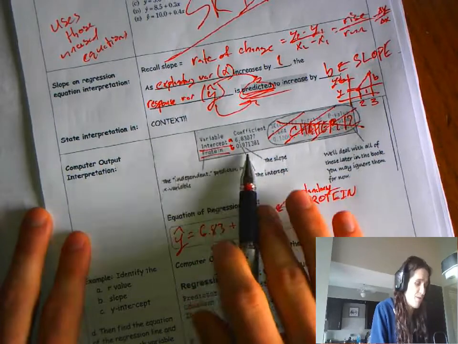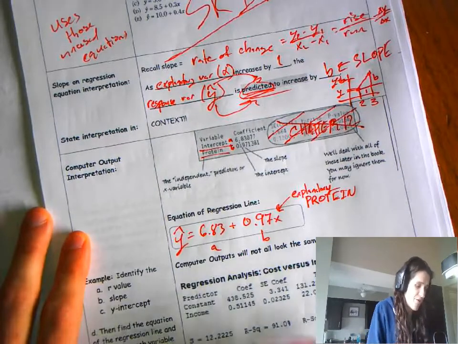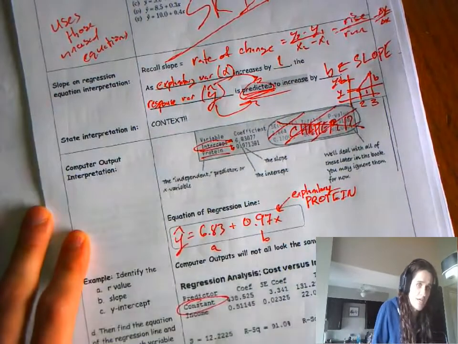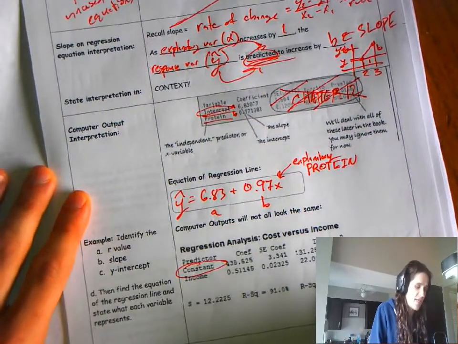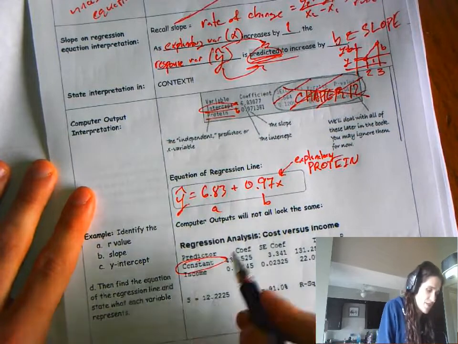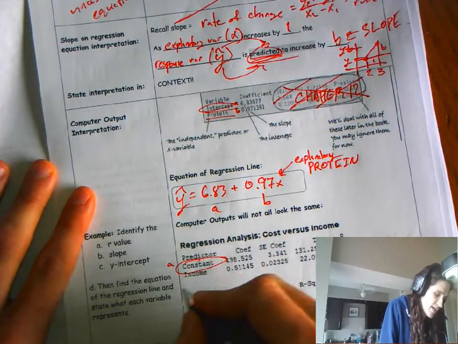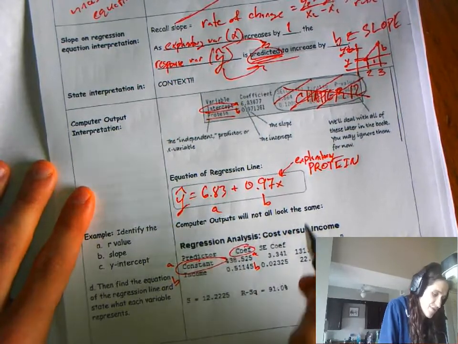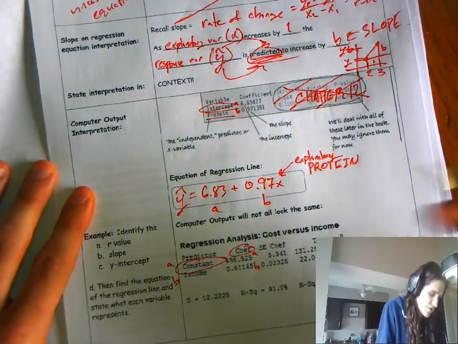We need to be able to pull numbers from computer output like that. They're not always going to look the same. Sometimes it'll say constant. Sometimes it'll say intercept. You need to be ready to do either. Constant is the same as A and B. Again, the first thing is A, the second thing is B. This word COEF, that's coefficient.